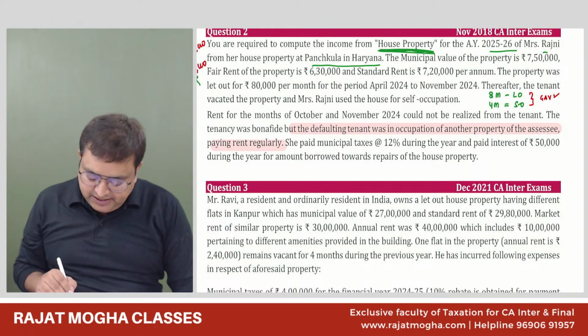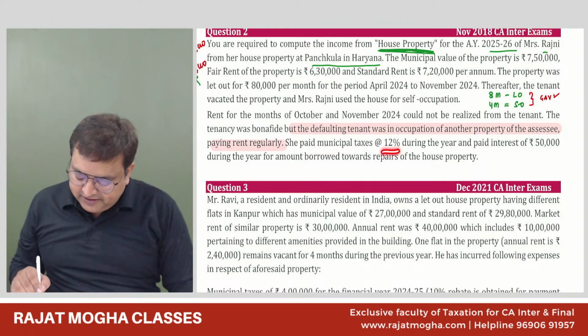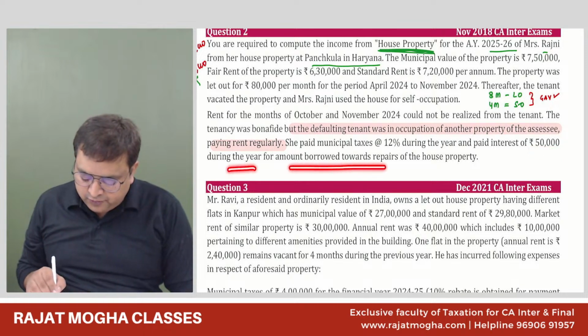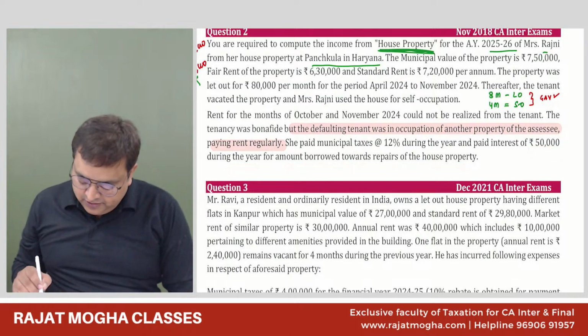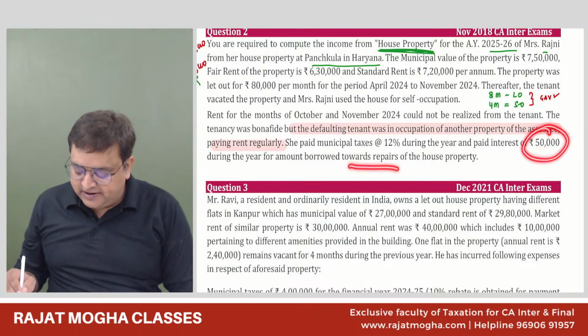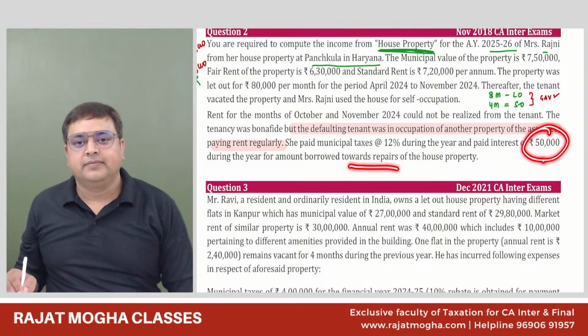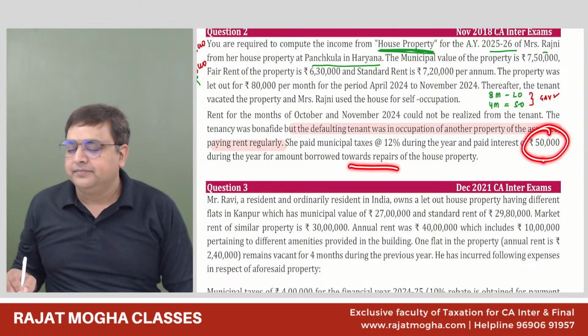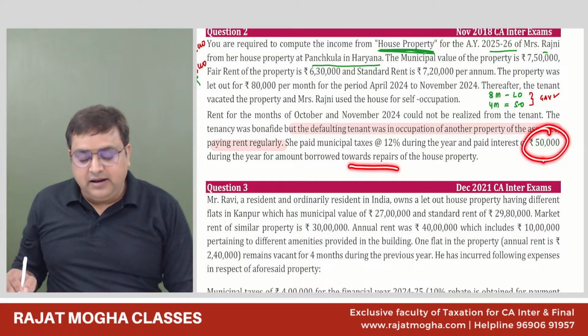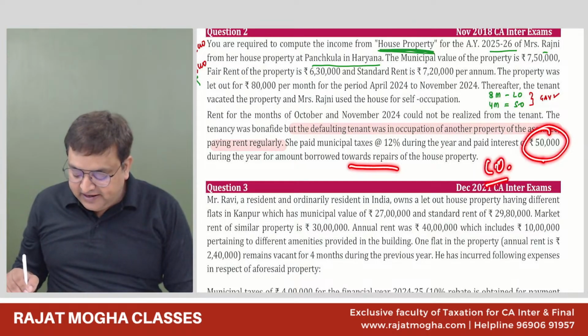Okay. She paid municipal taxes of 12% during the year and paid interest of 50,000 during the year for the amount borrowed towards repair of the house property. Okay. For the repair of the house property, she has paid 50,000. Guys, how much is allowed for repairs? Tell me how much is allowed for repairs. For let out property, there is no limitation. Correct. This is a let out property.